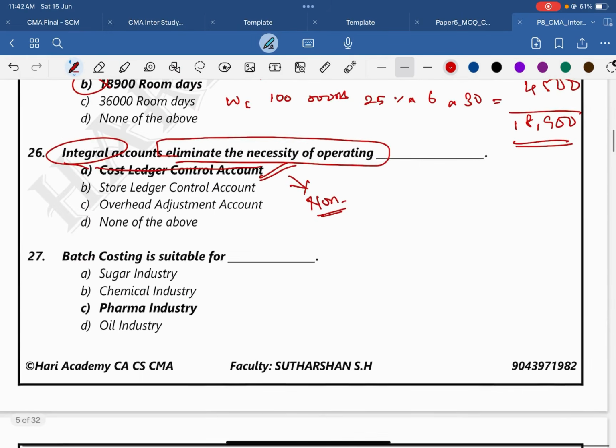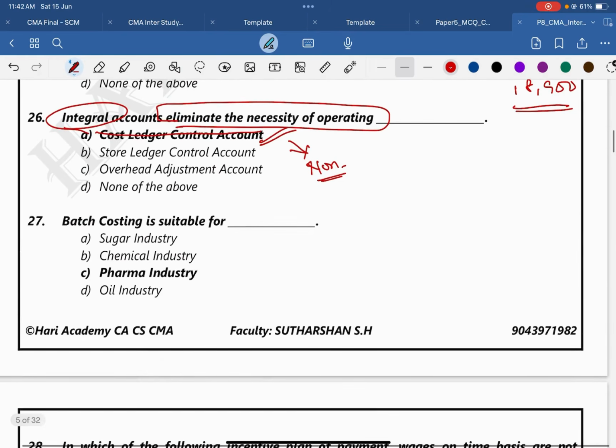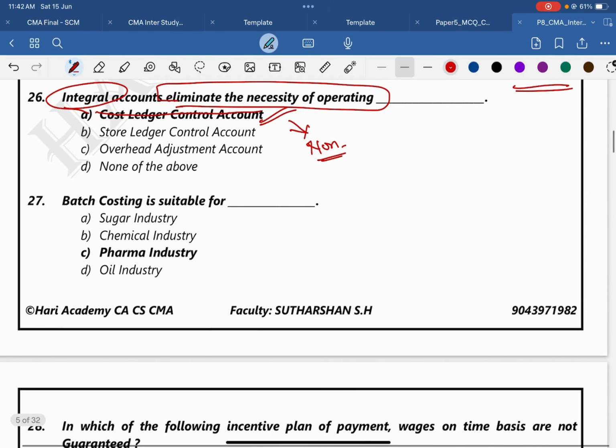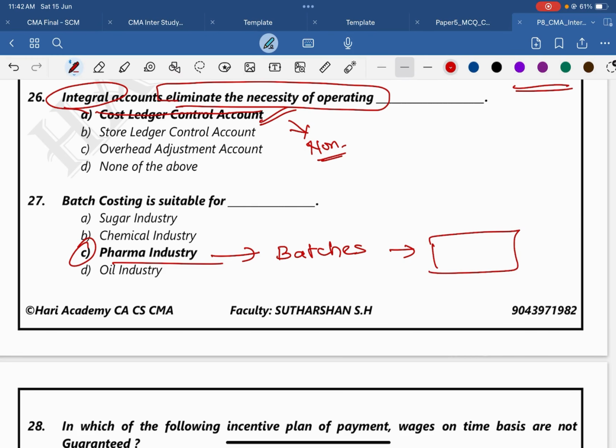Batch costing is suitable for the pharma industry, because in the pharma industry we produce them in batches. Batch 1 we will find in our tablet or whatever capsules we take. In that they will write a batch code, AB0125J, like that, and they will write an expiry date. So it is the pharma industry.